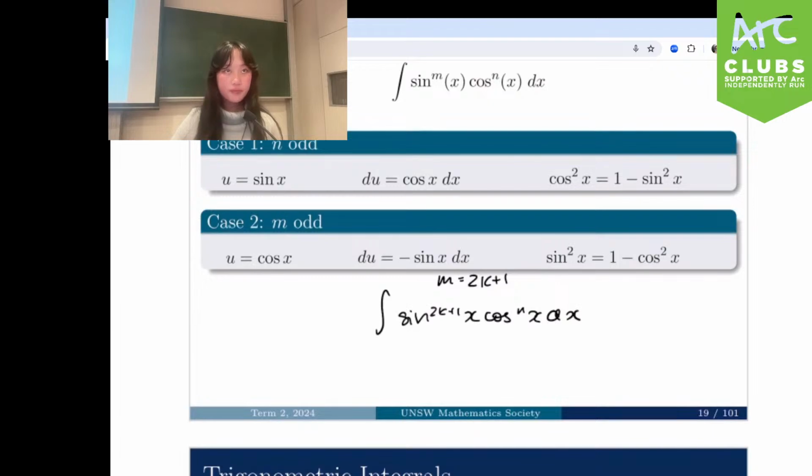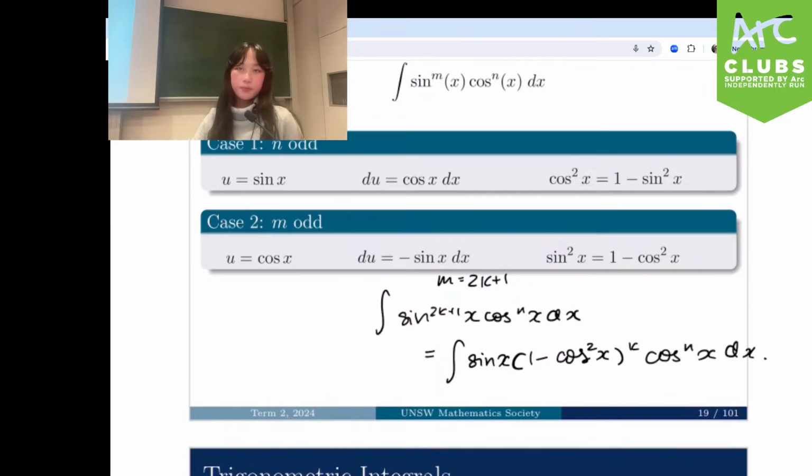So, what we can do here is we can separate out the single sine, and then we can convert the even power of the sine into cosines, okay? Which will give us 1 minus cos squared x to the k, and sine to the n x dx.